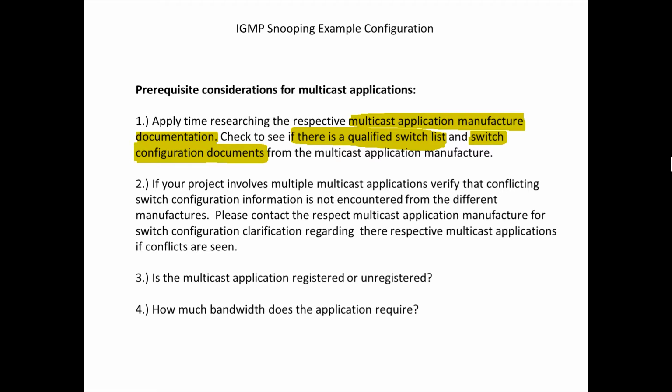Typically they'll include two key topics: the IGMP snooping configuration for pruning or controlling the multicast applications, and also QoS configuration for quality of service. In this video, we're going to focus on the IGMP snooping. However, QoS is also very critical.